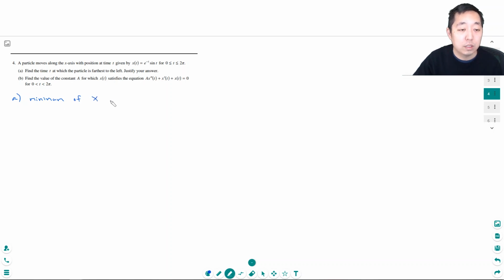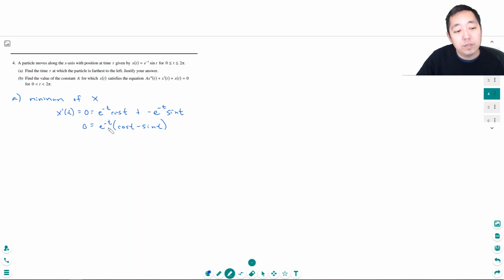To find the minimum of x, what do I do? I do x prime of t and set the derivative equal to 0. The derivative, by product rule, is e to the negative t cosine t plus the derivative of e to the negative t, which is minus e to the negative t sine t. Now I factor out an e to the negative t, and I get cosine t minus sine t, and that has to equal 0.